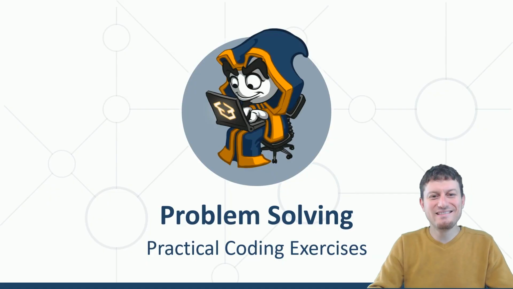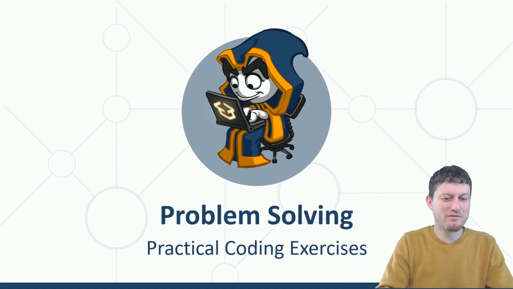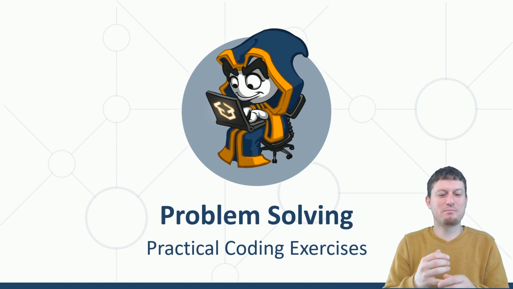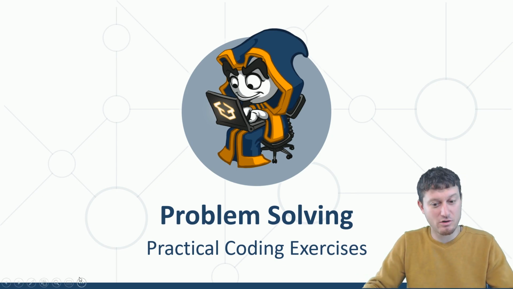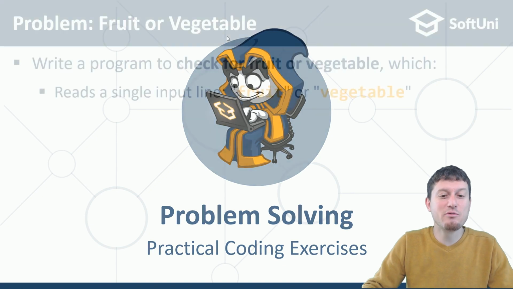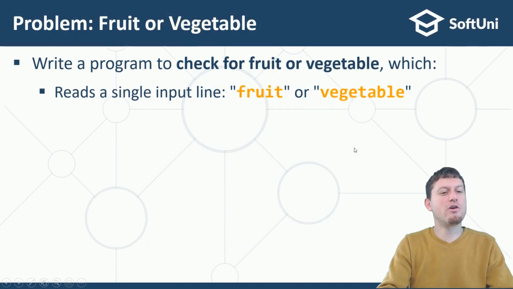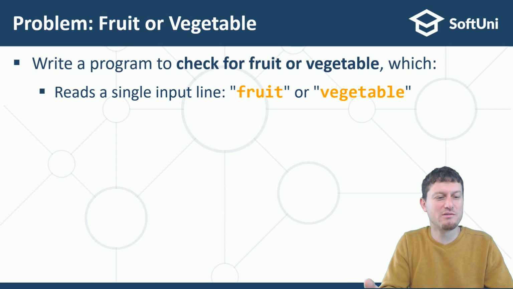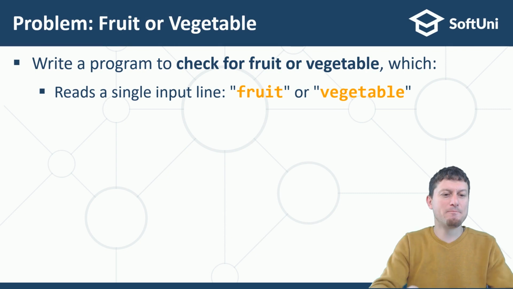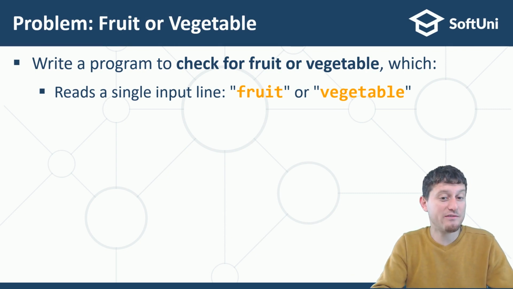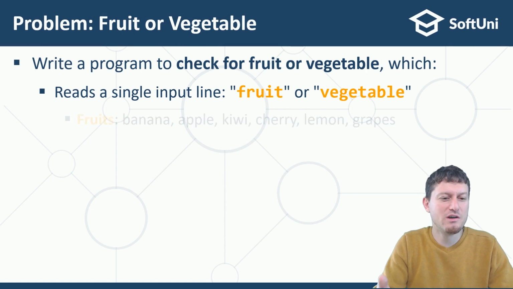Hello again. Now I will help you to solve the problems you had to practice for your practical coding exercises. And I will start from the first problem, which is called fruit or vegetable. It's about writing a program to check for fruit or vegetable. It reads a single line of text. It might be either fruit or vegetable.